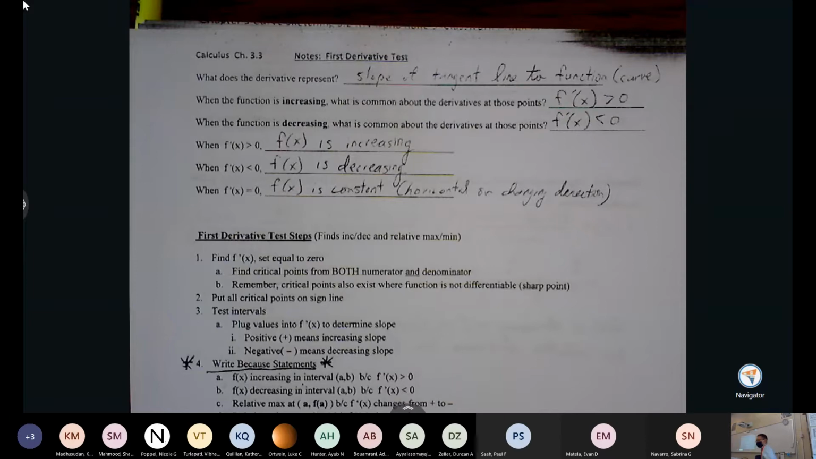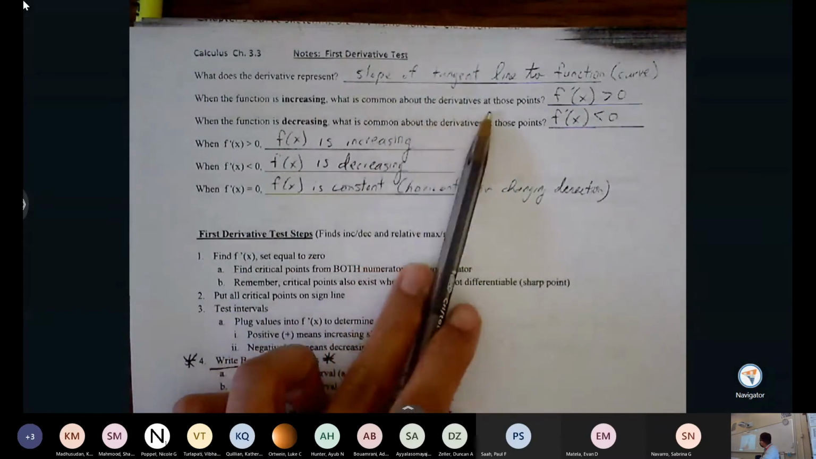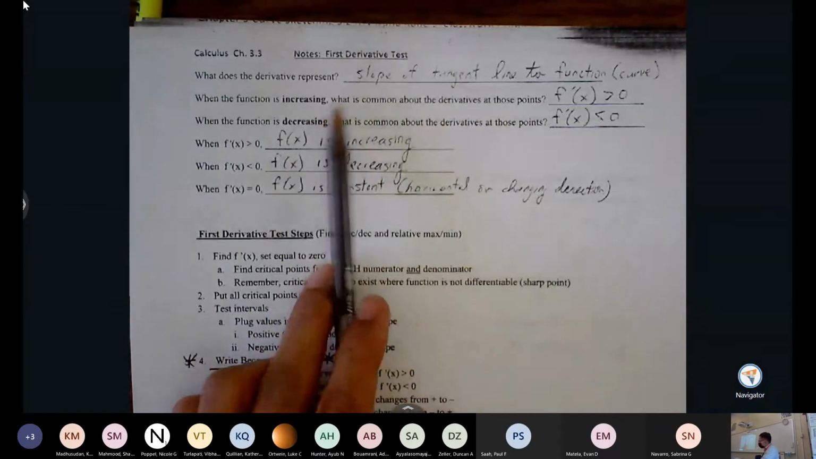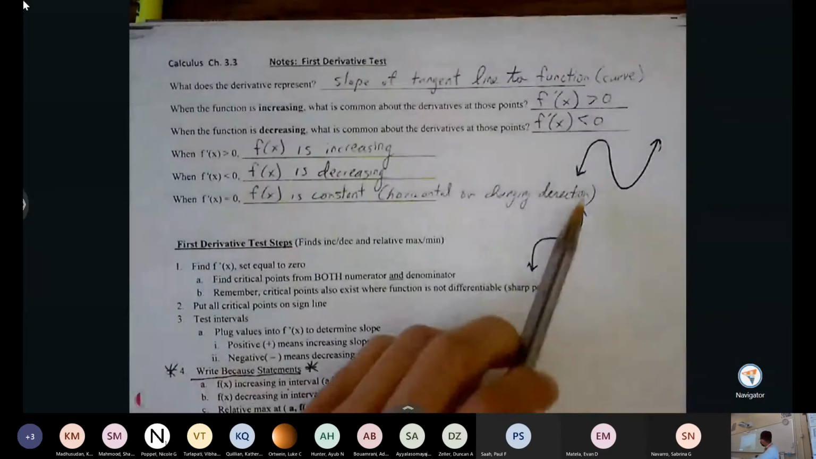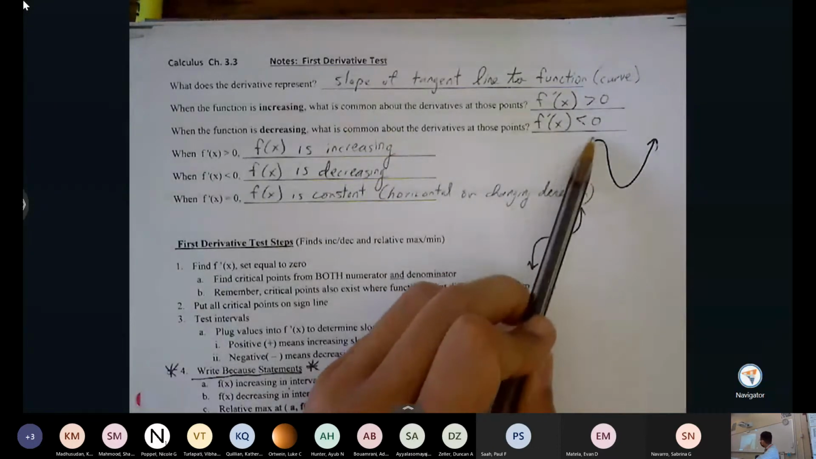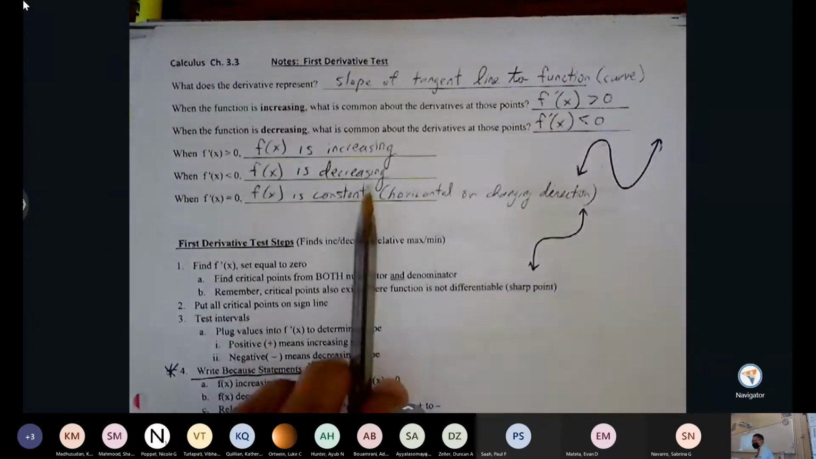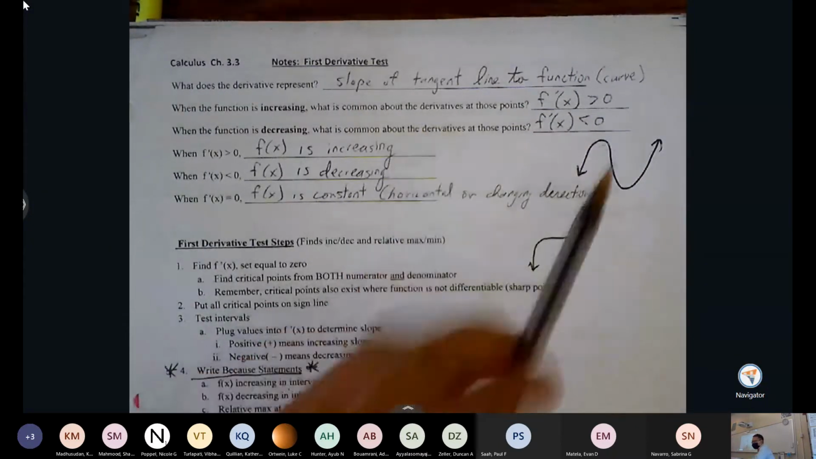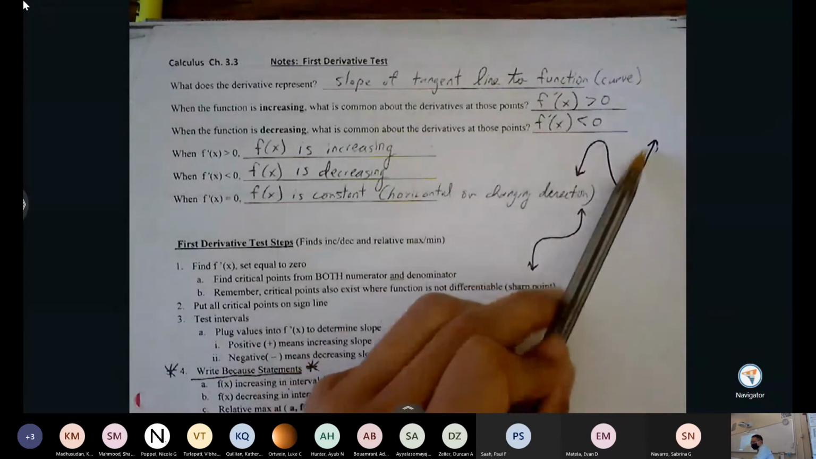Right, so derivative is just the slope of the tangent line to a function. If a function is increasing, what's common about the derivative at that point? We know increasing slope is going to translate to positive derivative. So if a function is increasing, the common thing about the derivative is that we're going to experience positive derivative in all these locations.